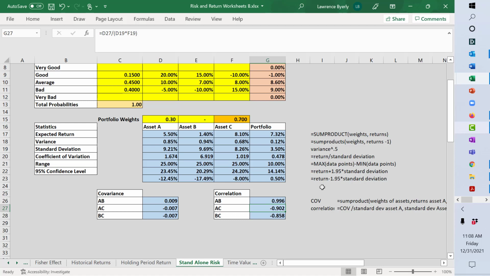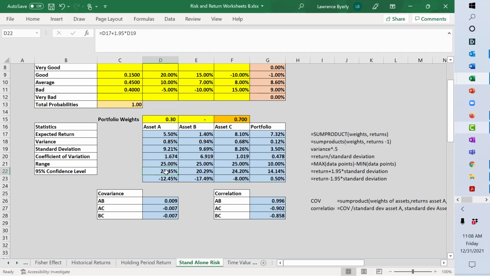So again, the important information from here is about the risk of these individual assets and then what happens when we create portfolios. Some other statistics here. Range is just the highest minus the lowest, right? So 20 minus a negative 5, that's 25%. Not a great statistic, but again, it does have an indication of some risk level.